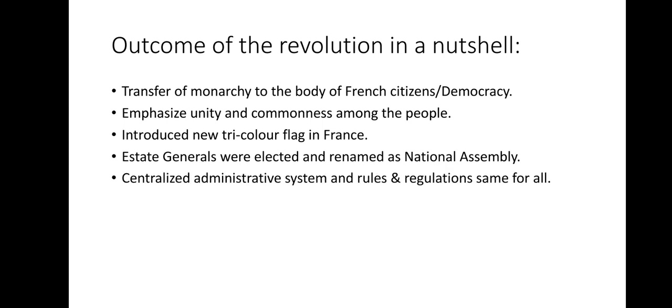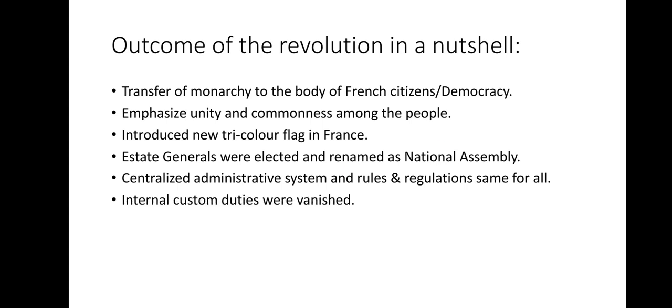Centralized administrative systems and rules and regulations the same for all. Centralized administrative system means not like federalism. What happens in federalism? I taught you in the civics chapter. In federalism, there was cooperation, or we can say coordination, of both the state as well as the center. But here, by that time, it was a centralized system of government.